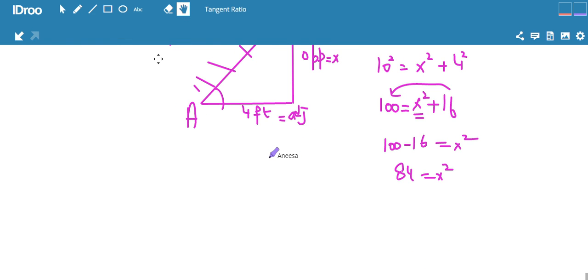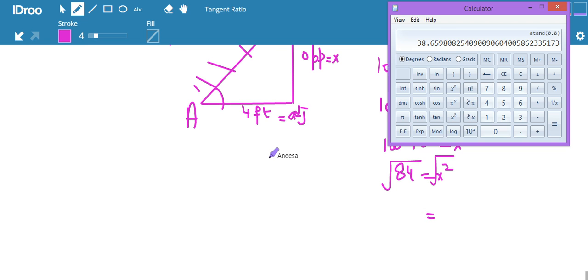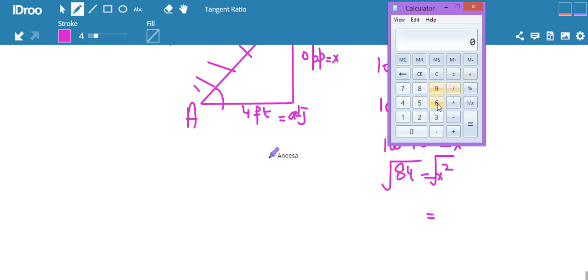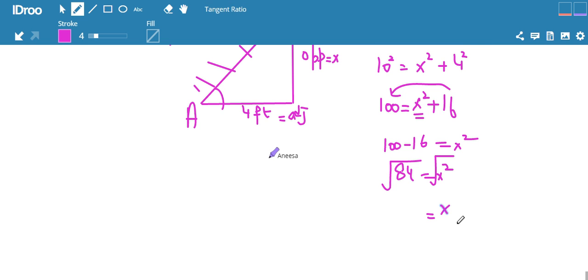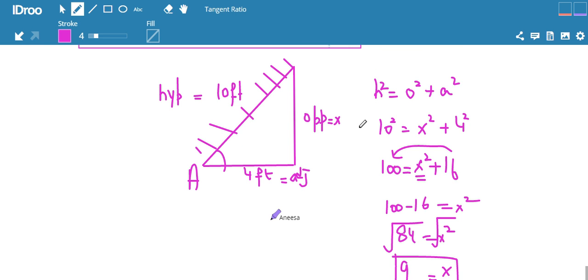Because we need to find the value of x and there is a square on x, we have to take the square root on both sides. What's the square root of 84? Check it out. I don't know, it doesn't have it on this calculator. Okay, no problem, I'll do it. The square root of 84 is 9.16. Because he asks us to round the answer off, we can't say 9.1 feet, so we'll say 9 feet. So the opposite is 9 feet.